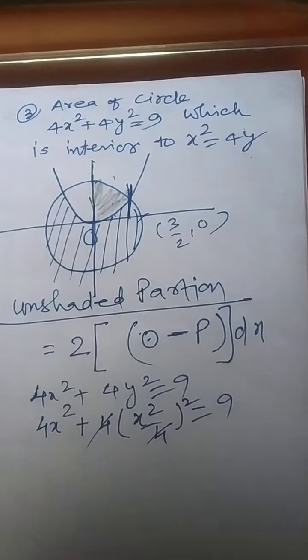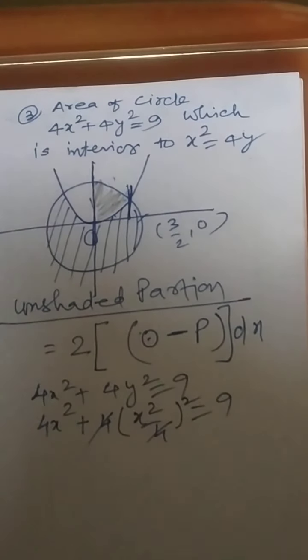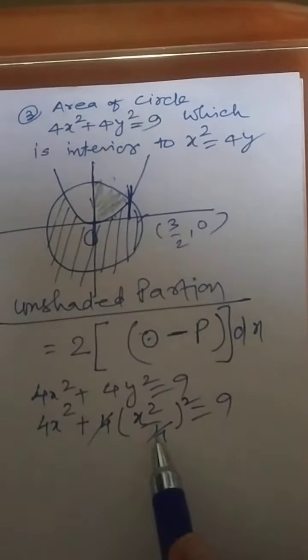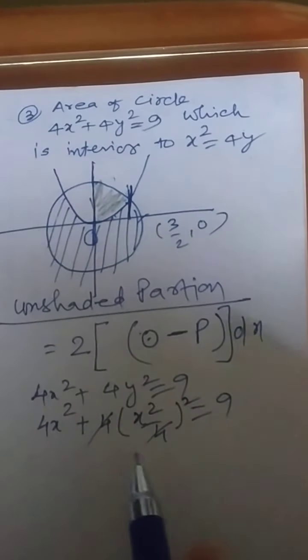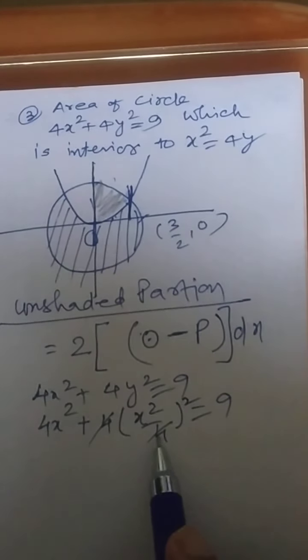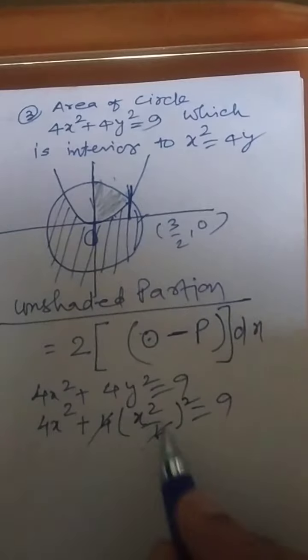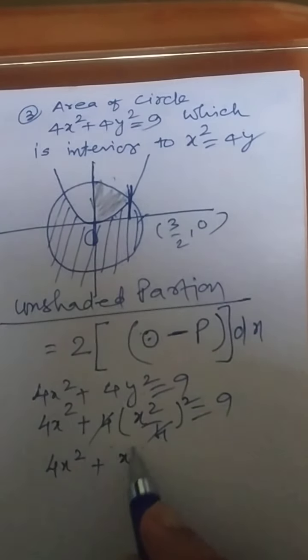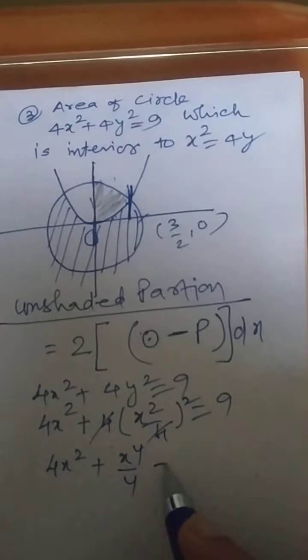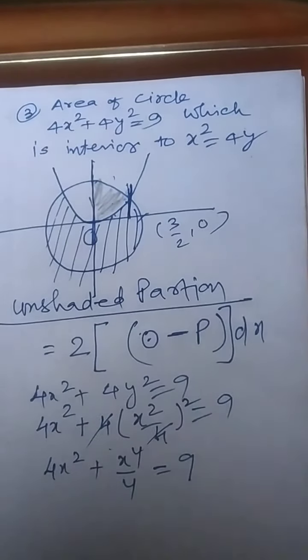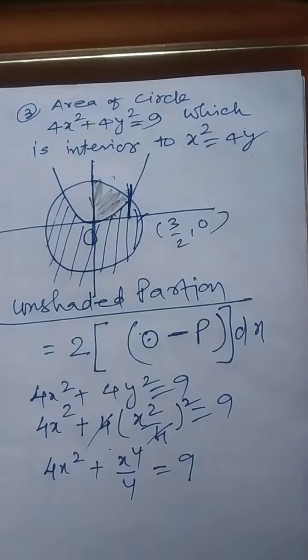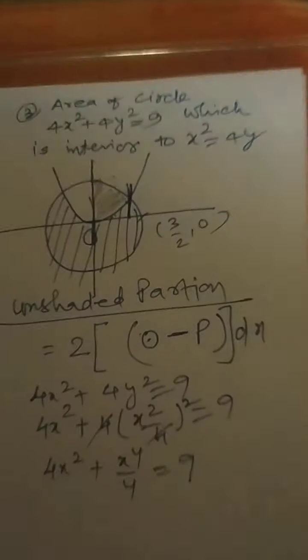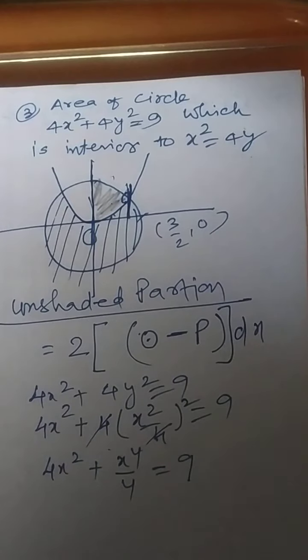Now then you can find out that point. This point you should find out. Now x raised to power 4 is coming. Here 4 will get y square, and 4 will be there. So 4x square plus x raised to power 4 by 4 will be equal to 9. Simplifying this, you will get the value of the point of intersection.